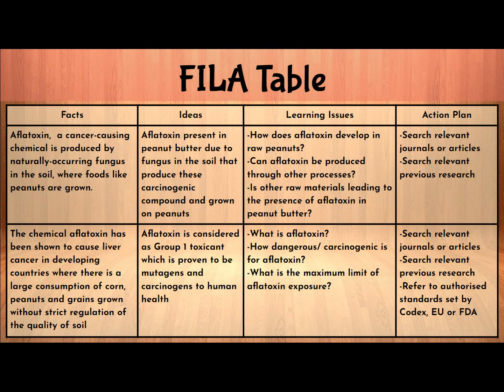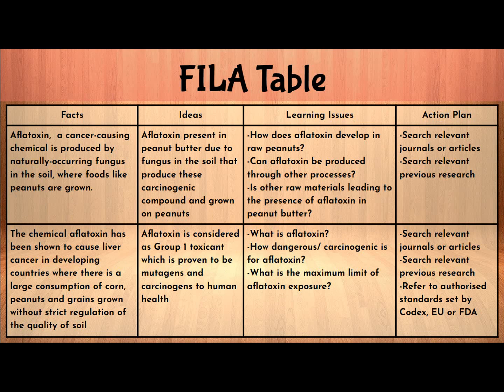I will make it short. The first fact is aflatoxin is a cancer-causing chemical produced by a naturally occurring fungus present in soil. So our idea is aflatoxin present in peanut butter may be due to this fungus that produces this carcinogenic compound. As for the learning issue, how does aflatoxin develop in raw peanuts, and can aflatoxin be produced through other processes?